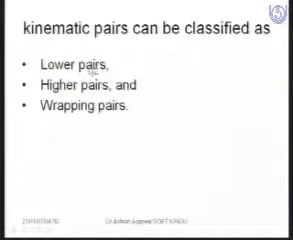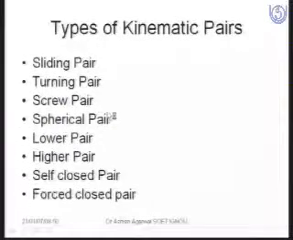Now there are 3 types of pair. First is the lower pair, higher pair or wrapping pair. In general you can define different pairs just like sliding pair, turning pair, screw pair, spherical pair, lower pair, higher pair, self-closed pair or the force-closed pair. So we will take up each pair, because this is the most important: you are linking two elements and a different type of pair is formed.